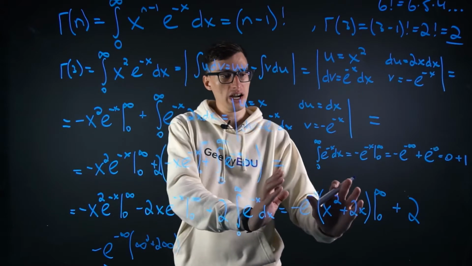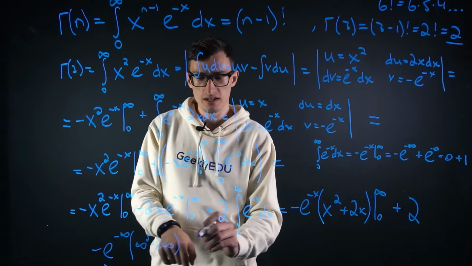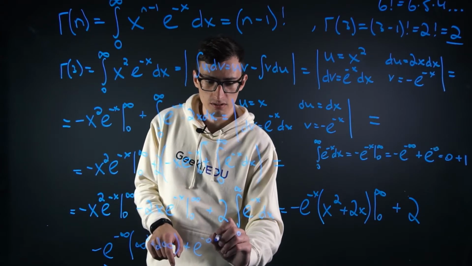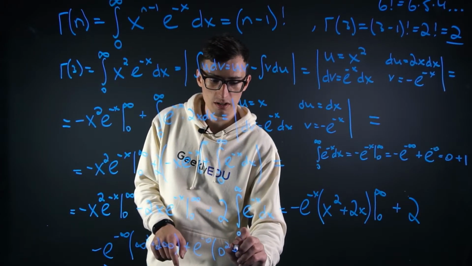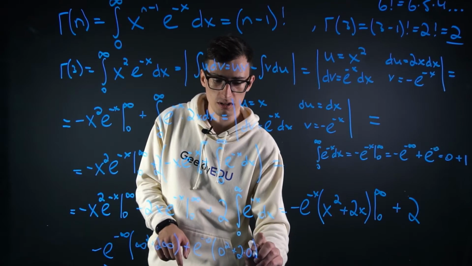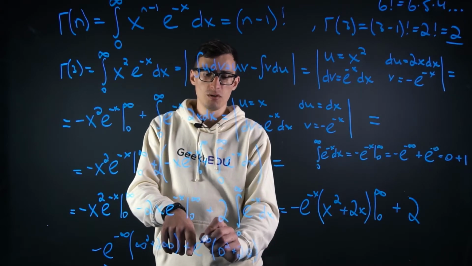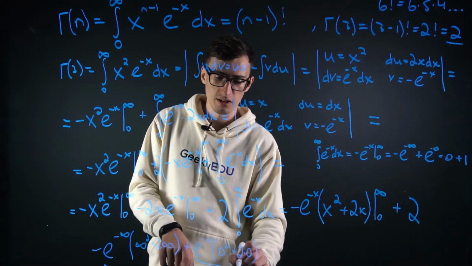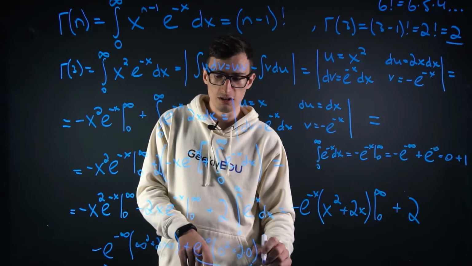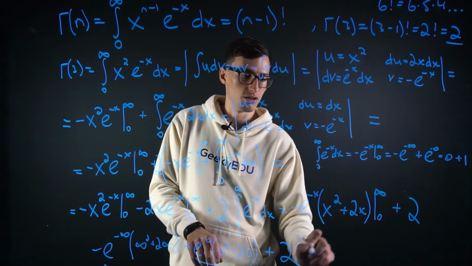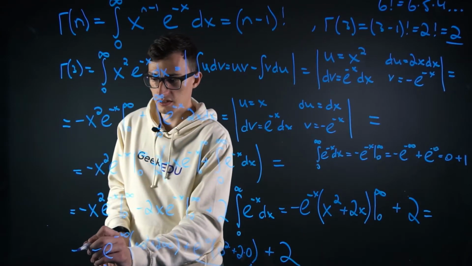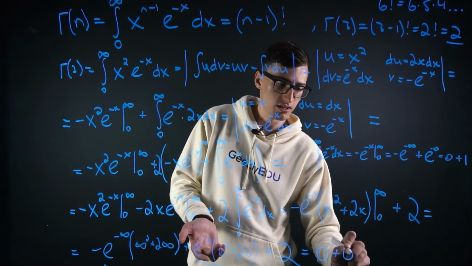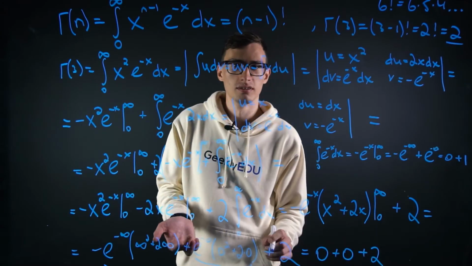And then we have to do minus this again, but because there's a minus sign, we do plus e to the minus 0 times 0 squared plus 2 times 0. And of course, even though e to the minus 0 is 1, because we're multiplying it by 0, this whole mess is equal to 0, plus 2, right? So in the end, we're left with 0 plus 0 plus 2.